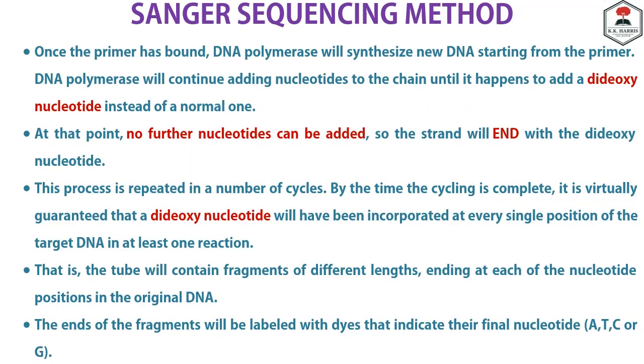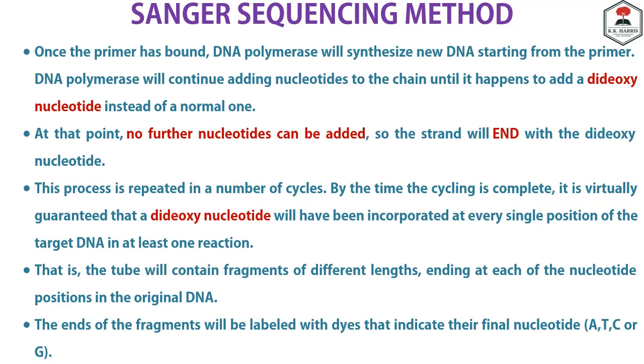Once the primer has bound, DNA polymerase will synthesize new DNA starting from the primer. DNA polymerase will continue adding nucleotides to the chain until it happens to add a dideoxynucleotide instead of a normal one. At that point, no further nucleotides can be added, so the strand will end with the dideoxynucleotide.